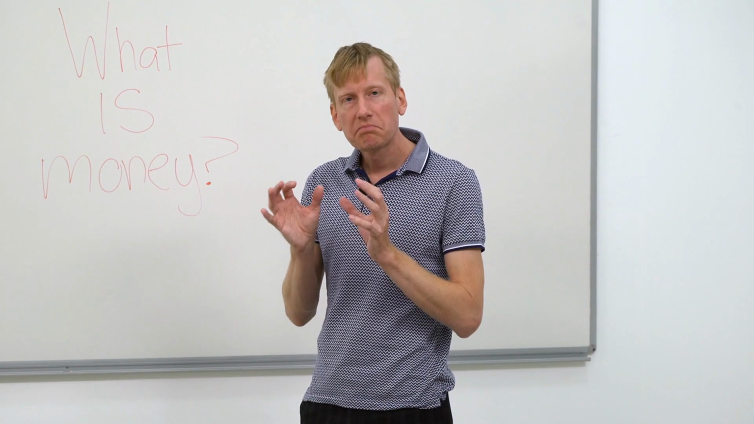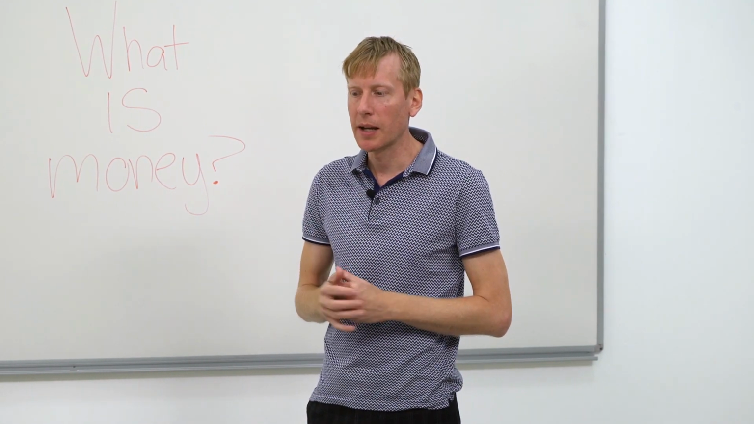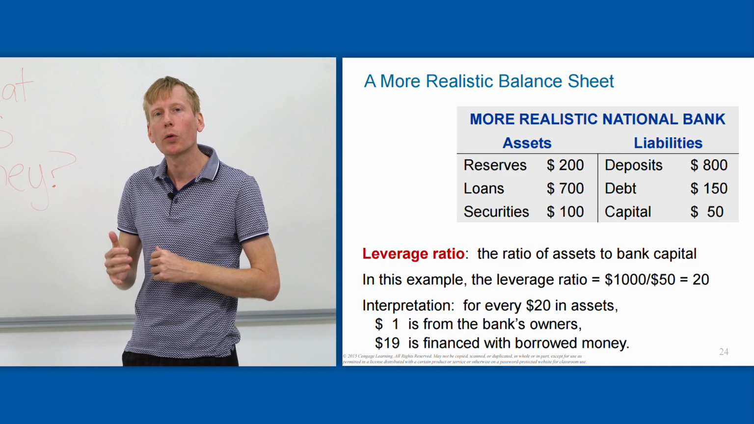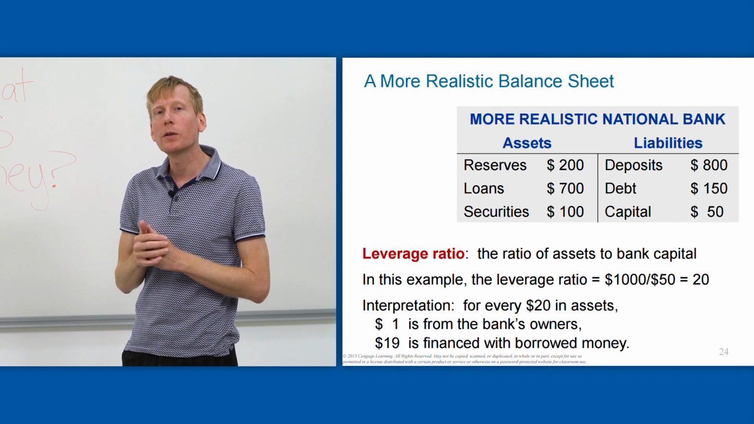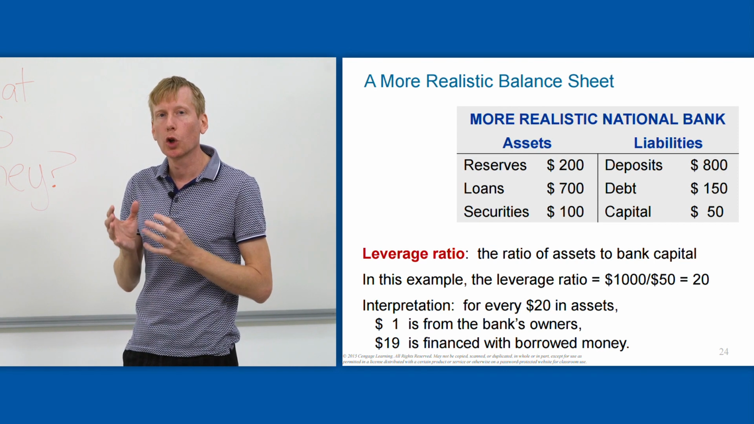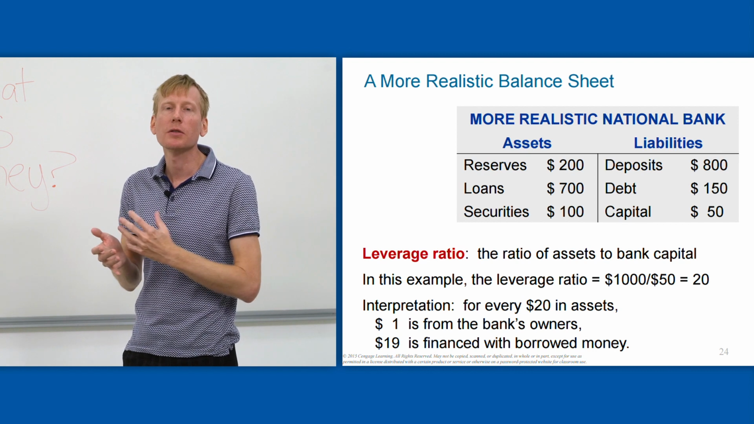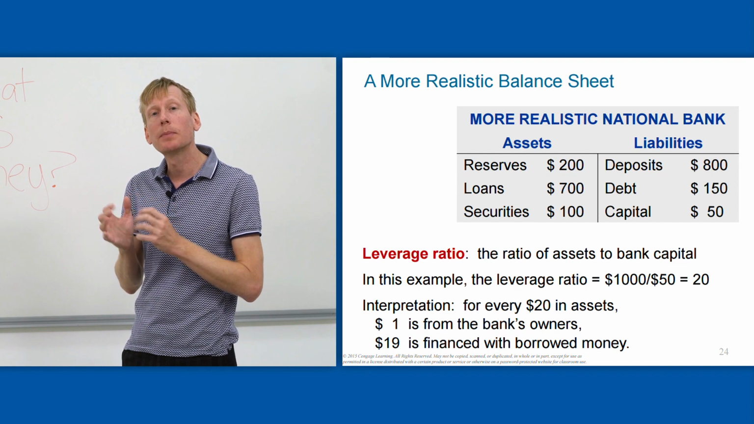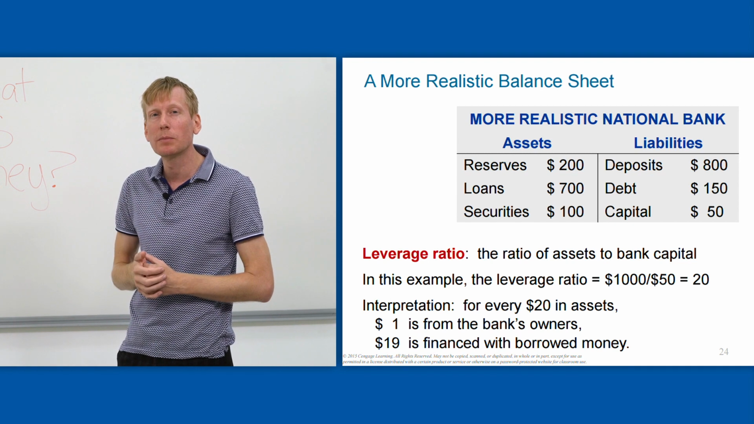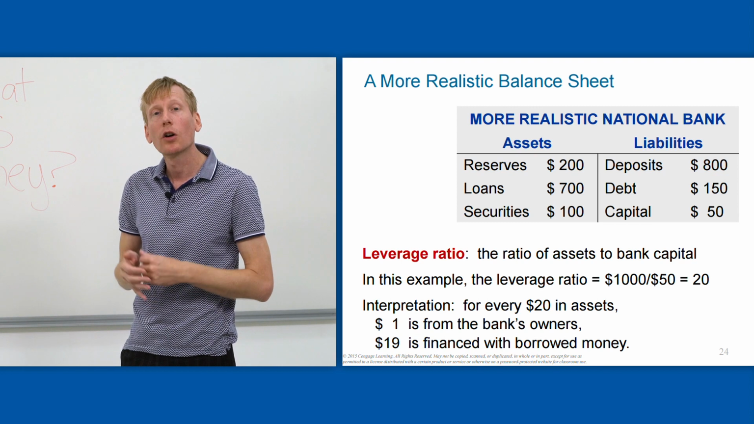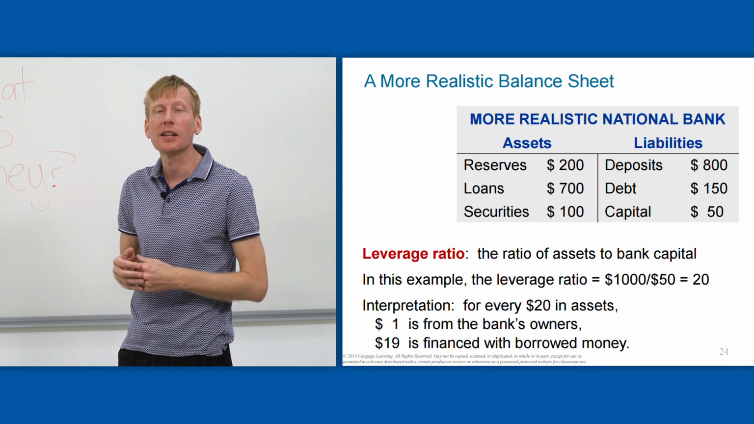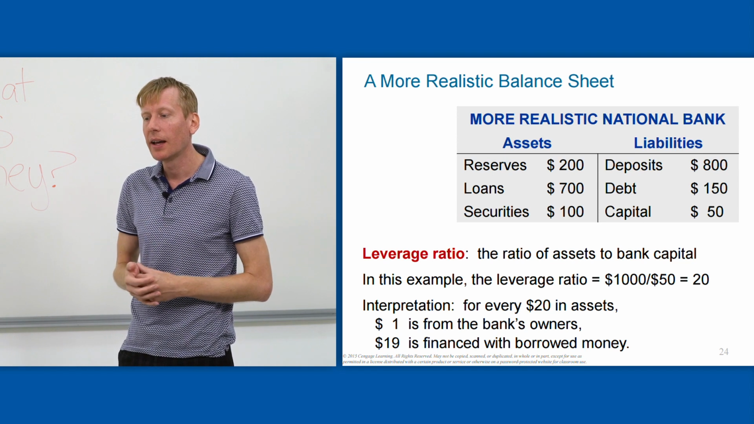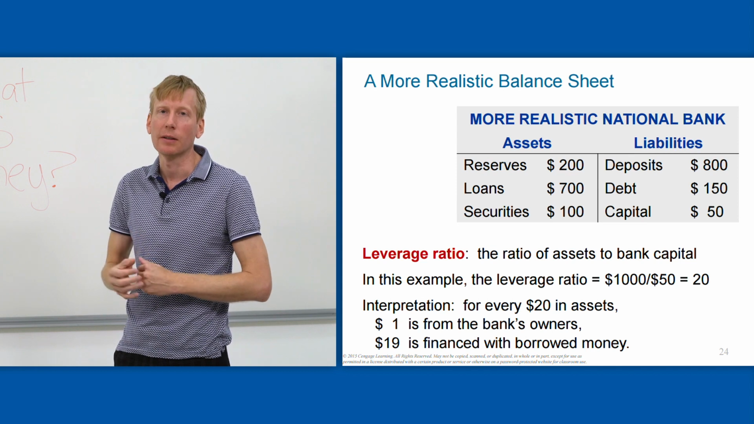Now, if we look at this other sample T account from a more realistic national bank, that's what we'll name our bank, More Realistic National Bank. We include as assets now reserves, loans, as in the previous example, and also securities, that's shares of stock and bonds and things like that. Now, as liabilities, we include deposits like we did before, the money that you've put in the bank, also debt, money that this bank has borrowed from mutual funds or from governments or from other banks. And now we also include bank capital.